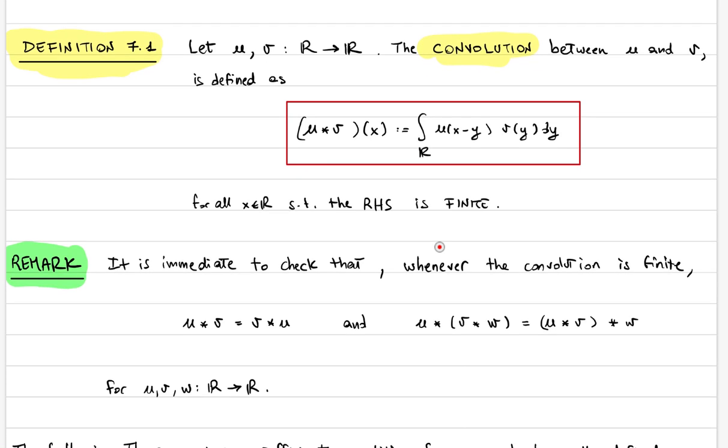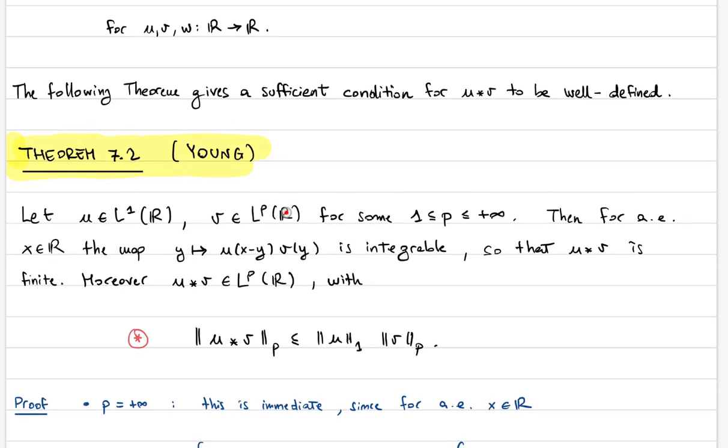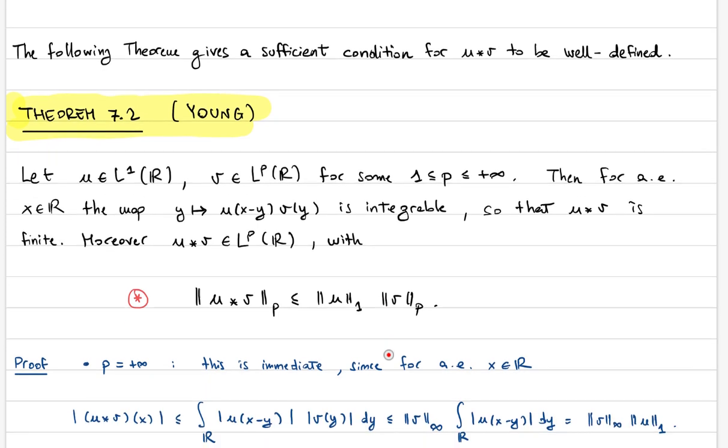And to ensure that this quantity is finite, as a sufficient condition, we looked at the Young inequality, which said that if u belongs to L1 and v belongs to LP for any p between 1 and plus infinity, then the convolution between u and v belongs to LP, and this estimate holds, and this is called Young inequality. So the p norm of the convolution can be bounded by the one norm of u times the p norm of v. And last time we saw the proof of this theorem.